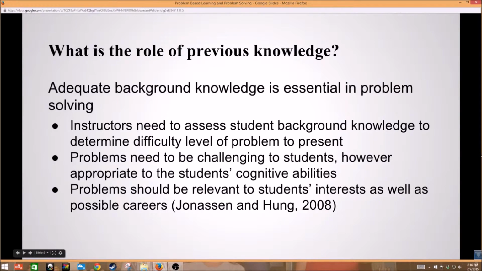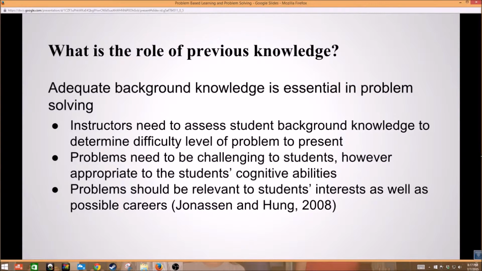What is the role of previous knowledge? The role of background knowledge takes priority in problem-based learning. Adequate background knowledge is essential in problem solving. Instructors need to assess student background knowledge to determine the difficulty level of the problem they present to the students. Problems need to be challenging enough for students, however, also appropriate to the students' cognitive abilities.